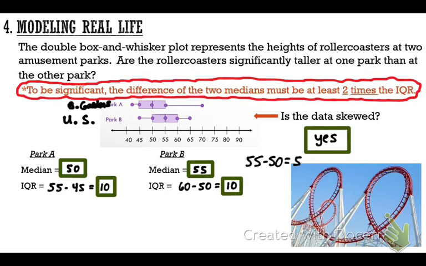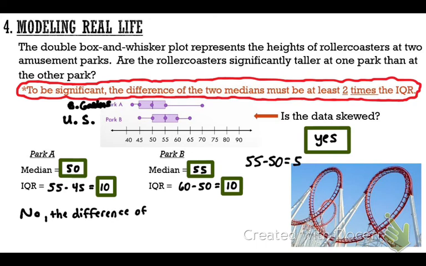5. Is that number 5 2 times, or is it double what we came up with for our IQR? No. In fact, it's not double, it's what? Half. It's cut in half, okay? So the answer is no.